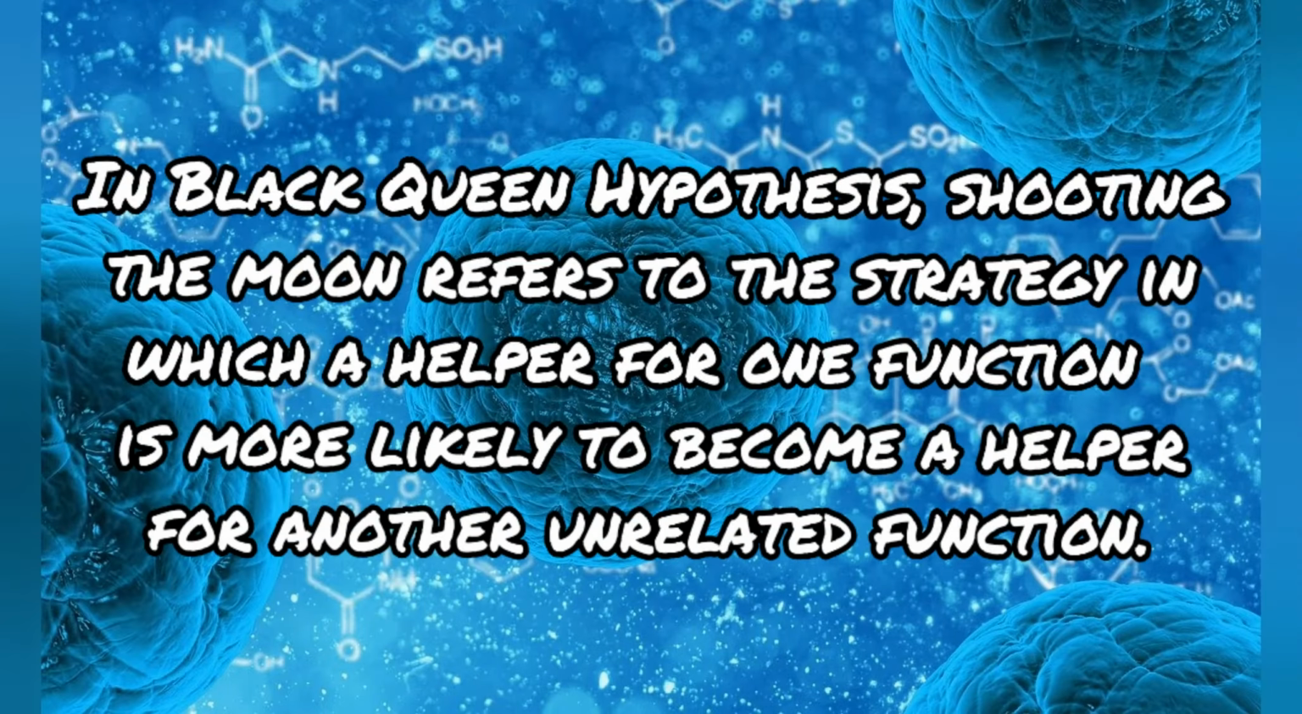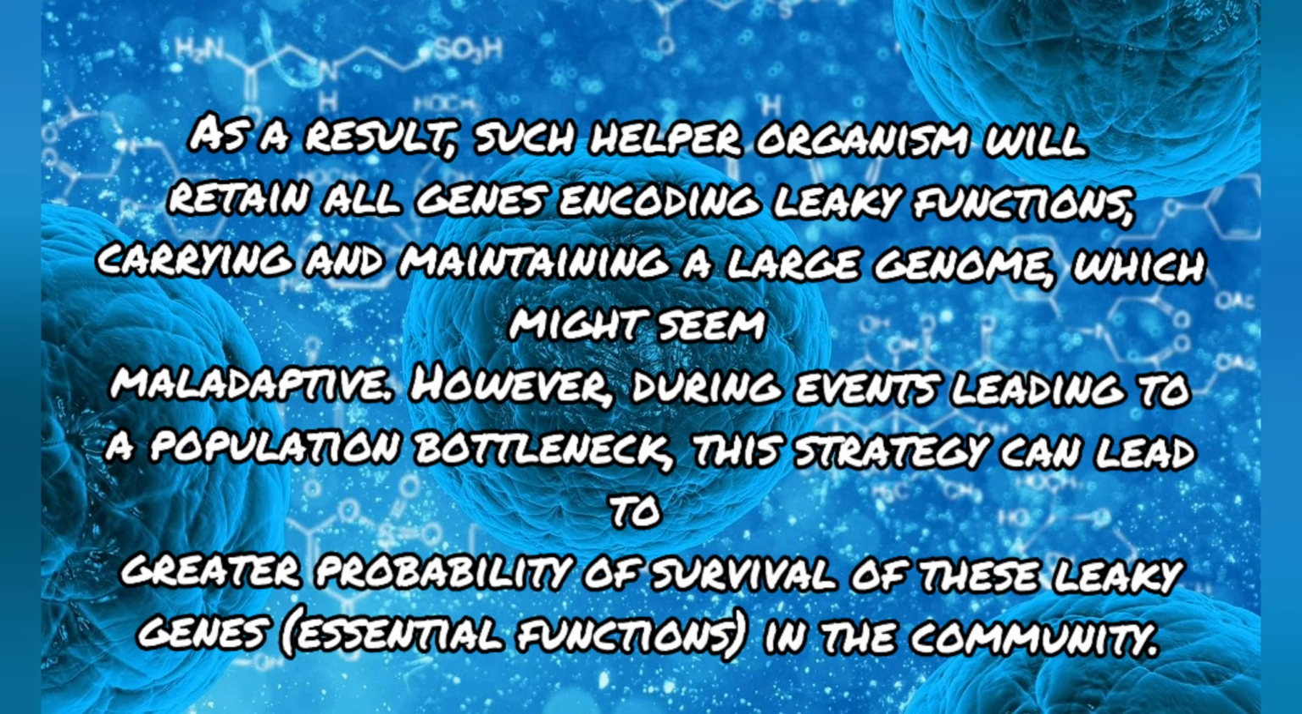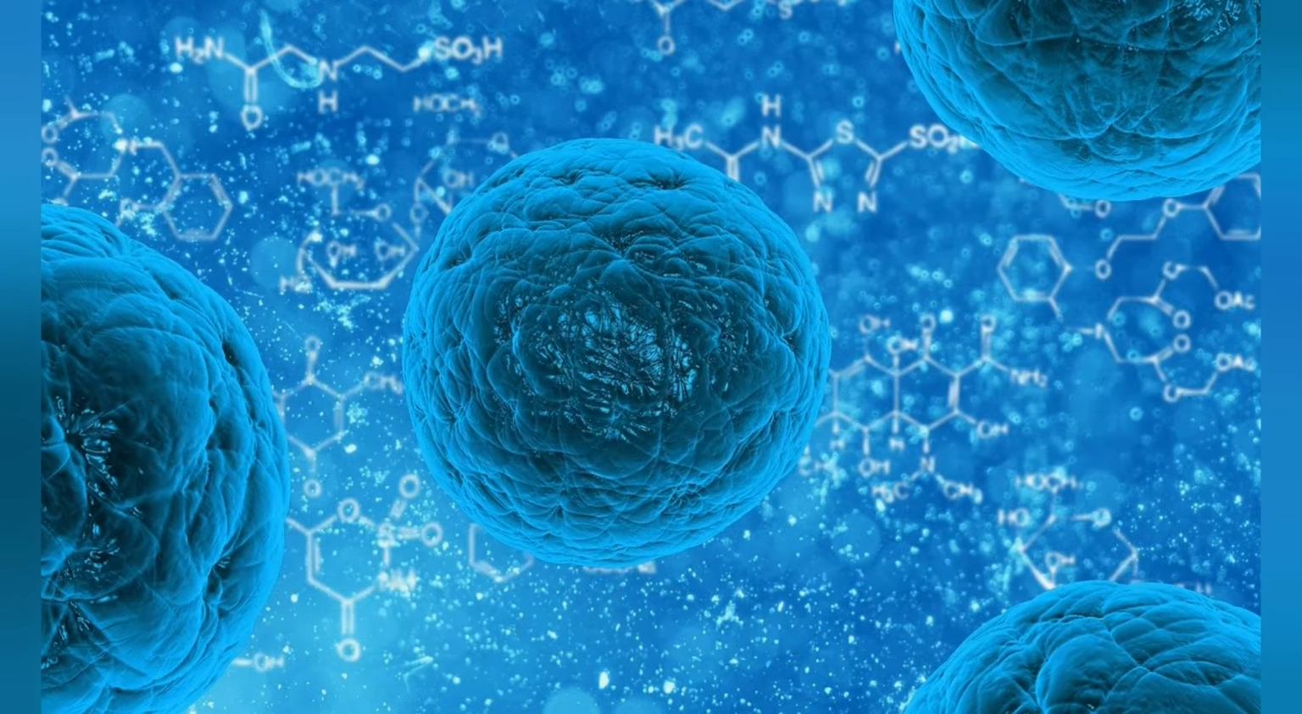In the Black Queen hypothesis, shooting the moon refers to the strategy in which a helper for one function is more likely to become a helper for another unrelated function. As a result, such a helper organism will retain all genes encoding leaky functions, carrying and maintaining a large genome, which might seem maladaptive. However, during events leading to a population bottleneck, this strategy can lead to greater probability of survival of these leaky genes, essential functions, in the community.